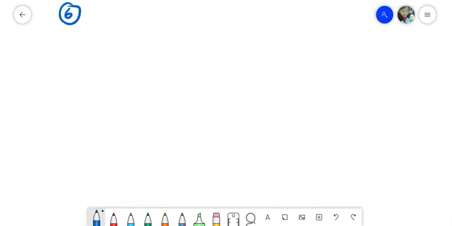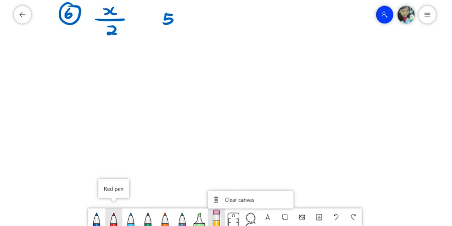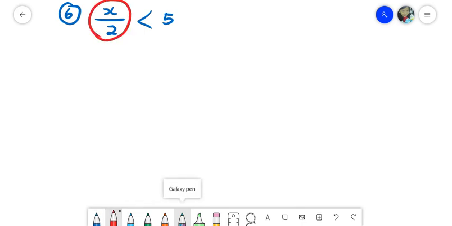Question 6. Let's say that you have x divided by 2 equal to 5. Since we are in inequalities, just put an inequality, let's say less than 5. First of all, can you tell me how to read this? It is x divided by 2. See that? It is x divided by 2.